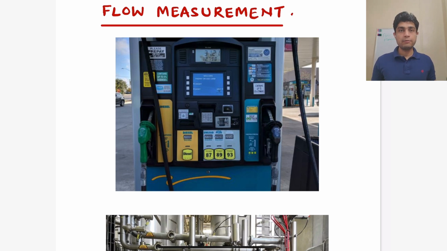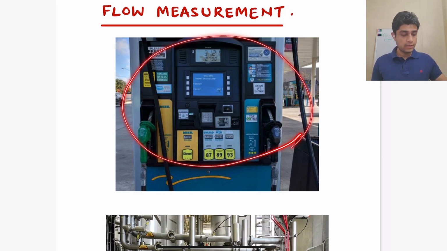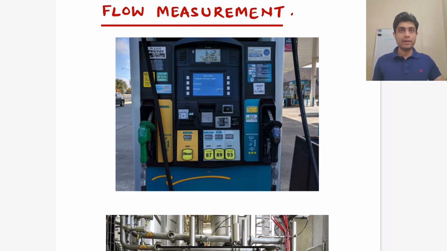Today's topic is flow measurement and flow meters. As you can see on your screen, this is a typical gas pump, and we have all been to gas pumps multiple times to fill gas in our cars. But have you ever wondered how a gas pump knows how much gas it has pumped so that it can bill you accordingly? The answer is basically it uses a flow meter which counts the number of gallons passed through it, and then it keeps this count and produces the bill.